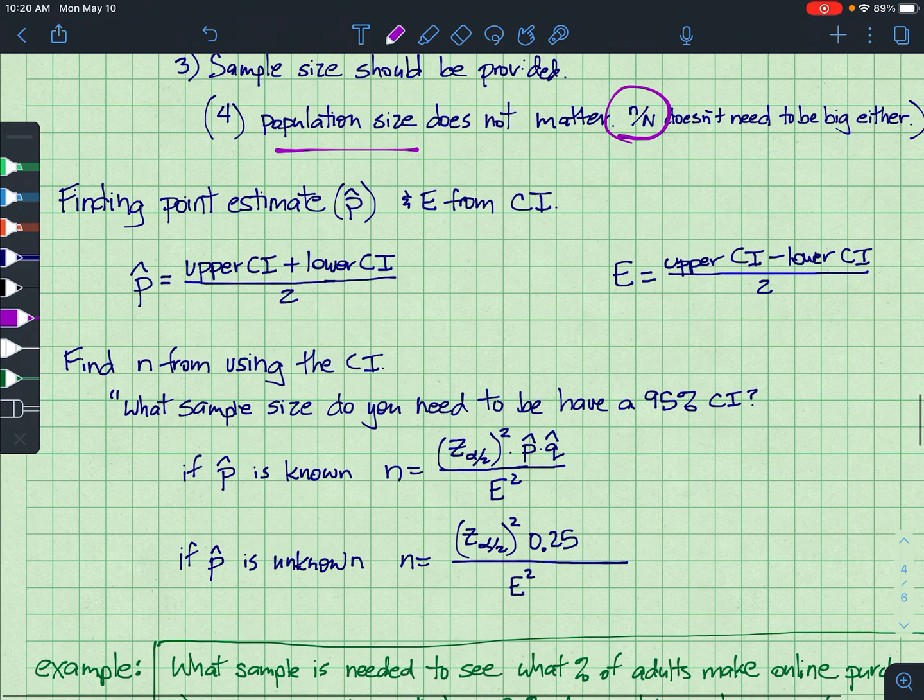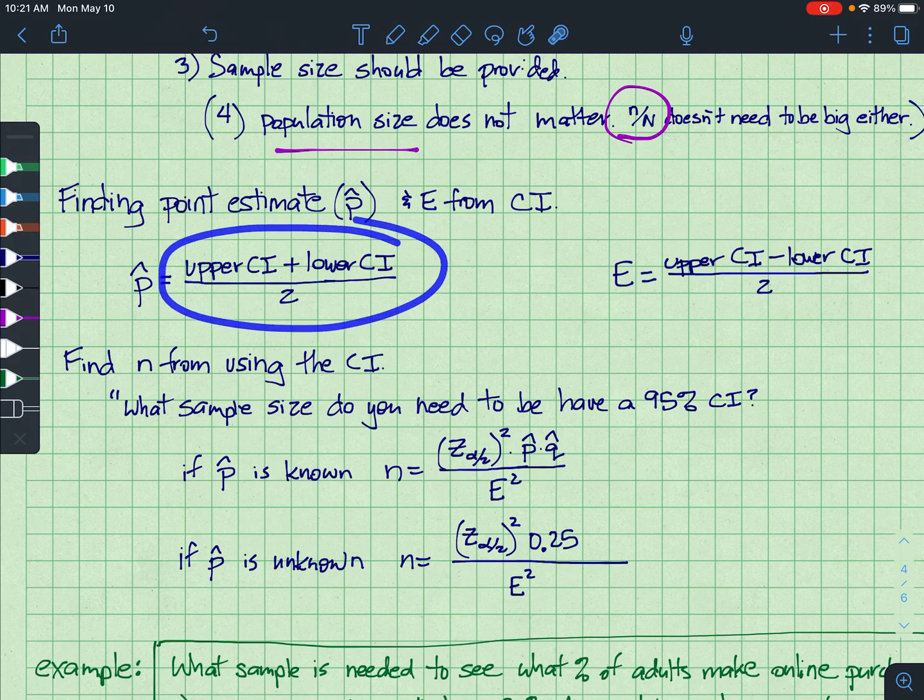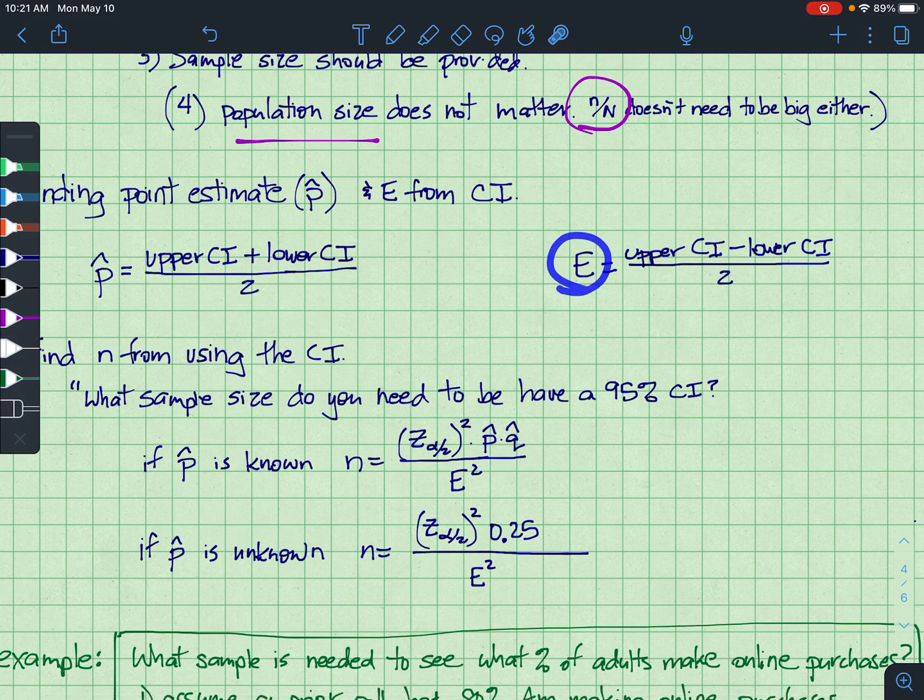Okay, a little final spin-offs of the margins. Using the upper and lower confidence interval values, we can find our p hat by adding them and dividing by 2. Should be fairly obvious. Likewise for the error, subtract them and divide by 2, and that tells you what your error is.